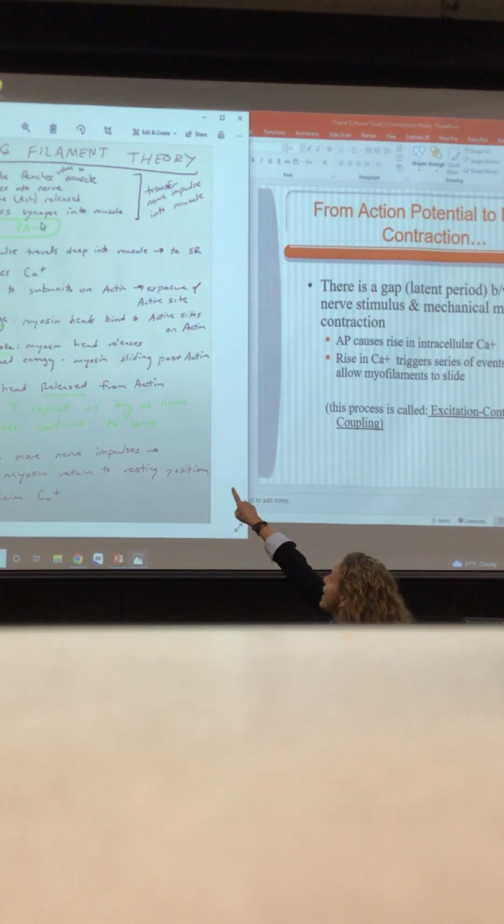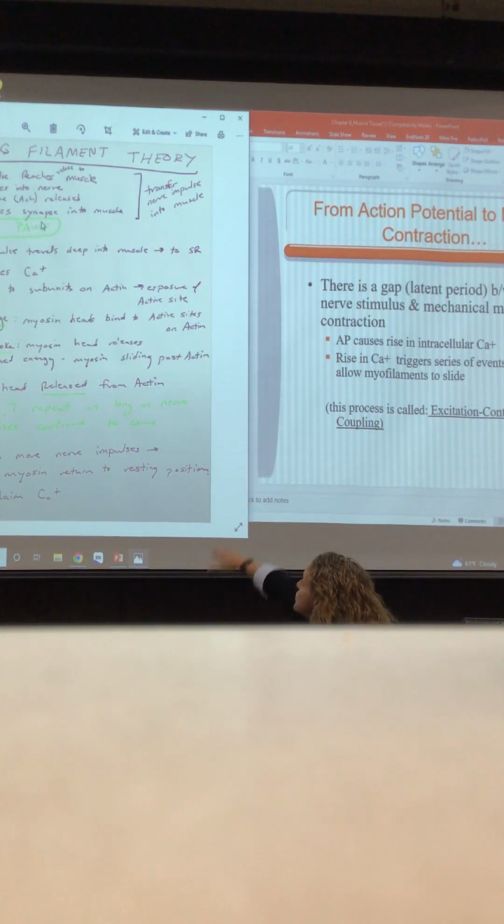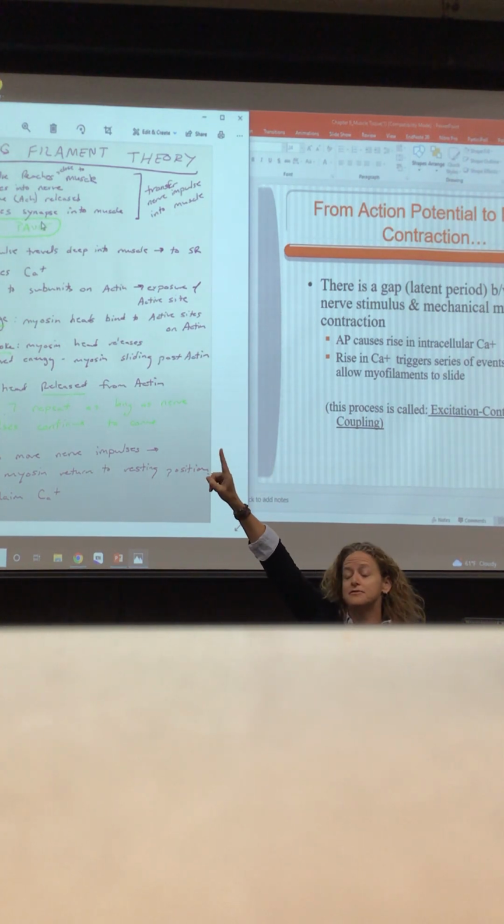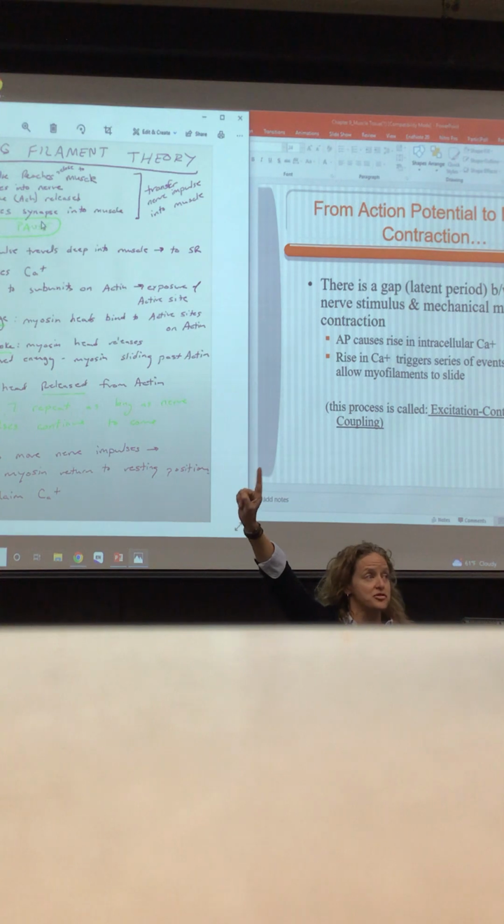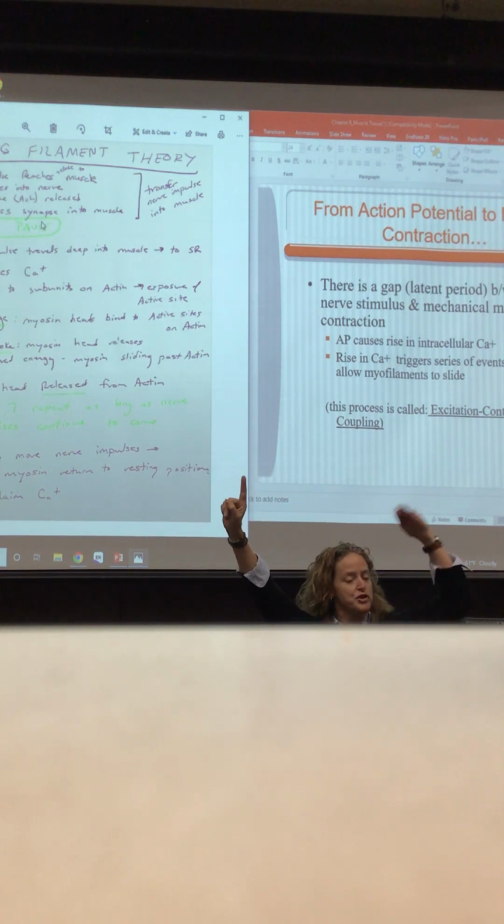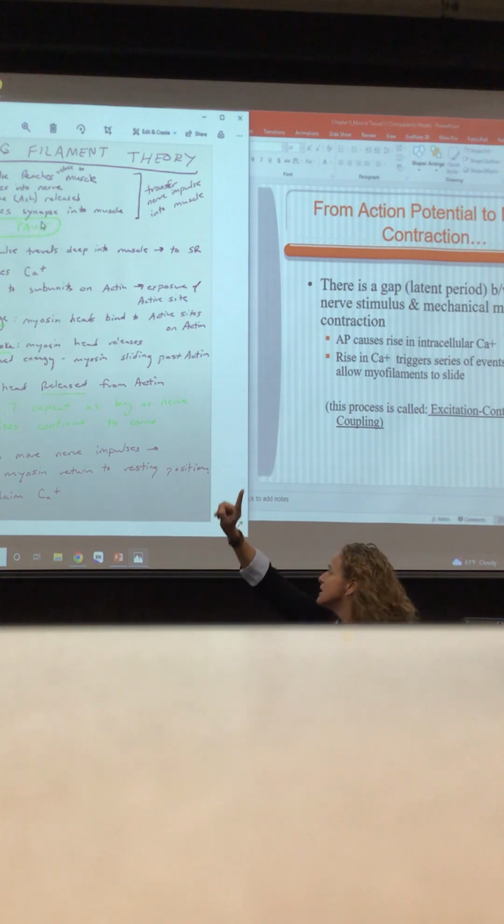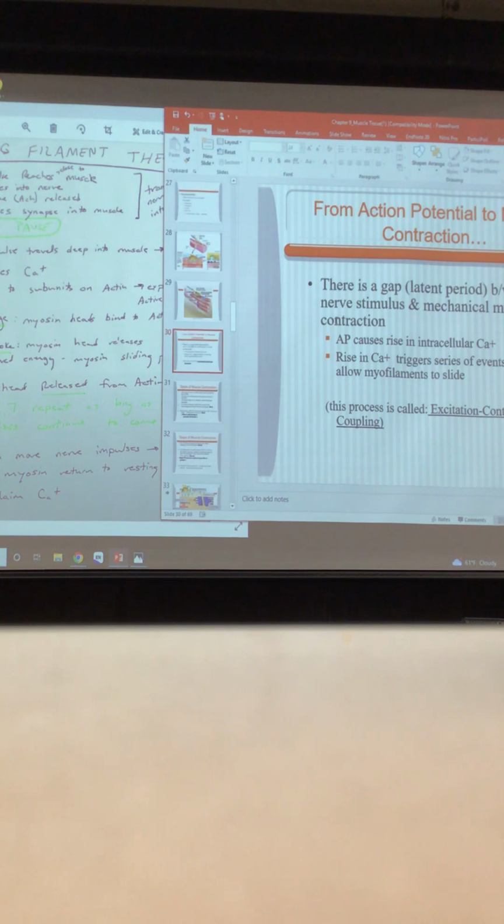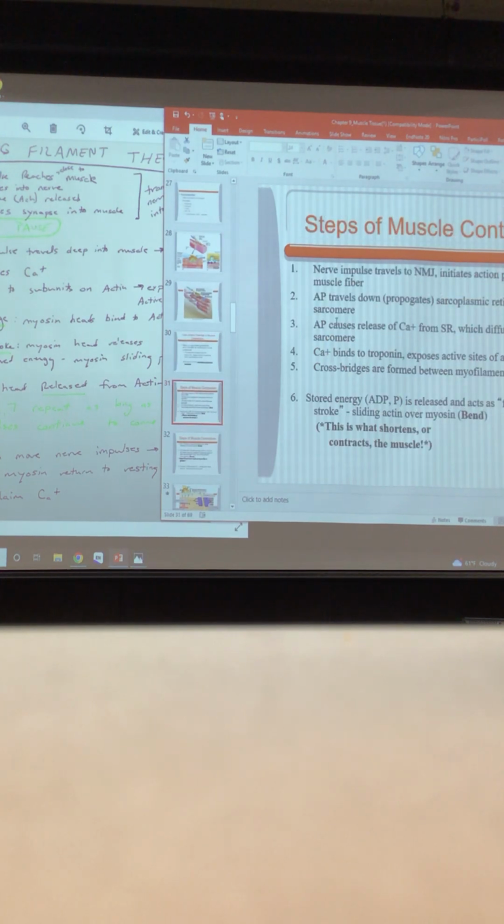If you can summarize what's on this list, if you can tell me the first step of muscle contraction is the nerve impulse getting into the muscle, make sure you can tell me how the nerve impulse gets into the muscle. And then there's a brief pause. Now we get into the meat and potatoes of the muscle contraction.